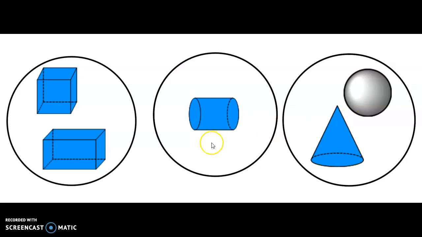Now I put the cylinder here in the middle because the cylinder can do both. The cylinder can be stacked because it has flat surfaces, but because it also has a curved surface, it can also roll. So the cylinder can do both. So I have solid figures that can be stacked, solid figures that can roll, and solid figures that can do both. So we use, again, those attributes or properties to help identify, sort, classify, describe these solid figures.